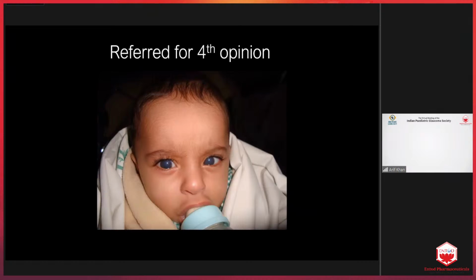This is an interesting case. This child with high measured intraocular pressure was actually referred to me as a fourth opinion. Three previous ophthalmologists had told the family that the child needs emergency surgery. For reasons I won't go into, I diagnosed this child with CHED, congenital hereditary endothelial dystrophy, and saw no evidence for glaucoma. But it was very difficult for me to convince the family of this since I was in the minority opinion.